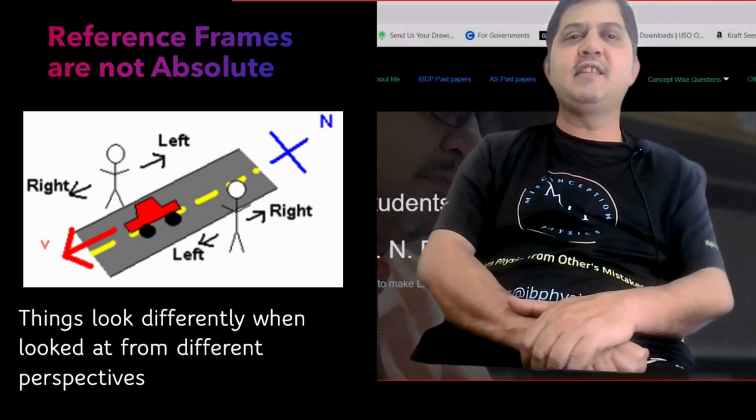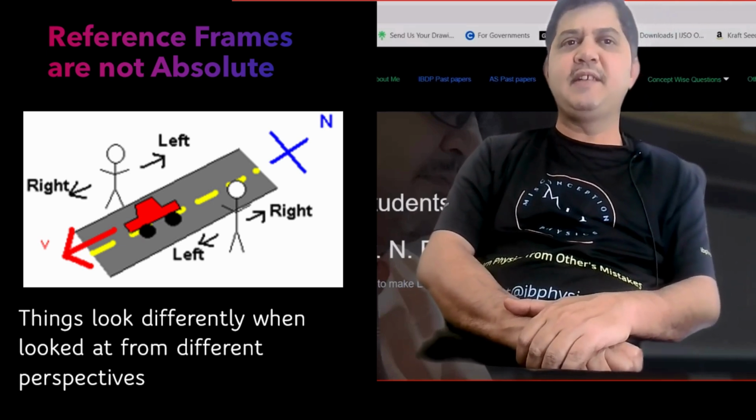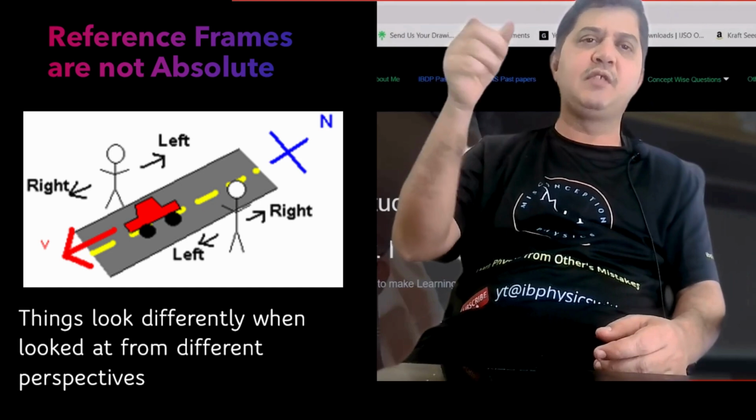Okay, next, let us look at one more example. In this example, as you see, there is a car which moves from one end to the other end on the road.